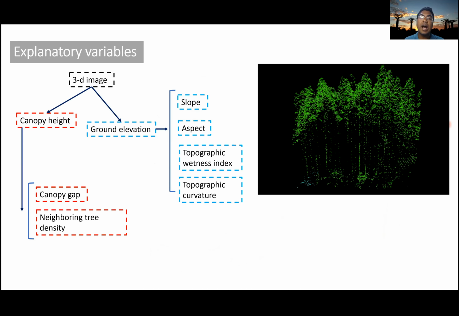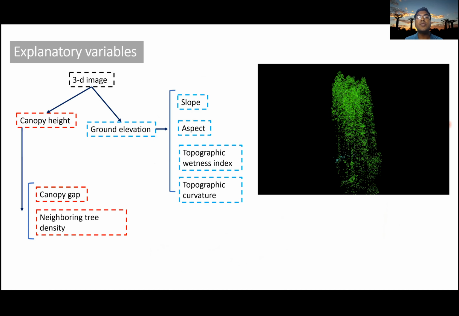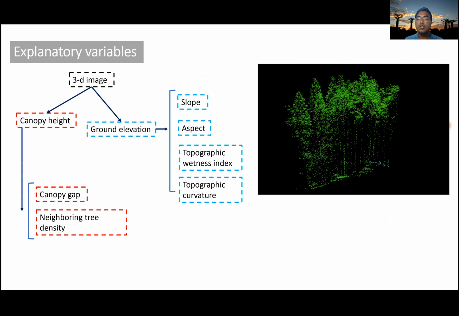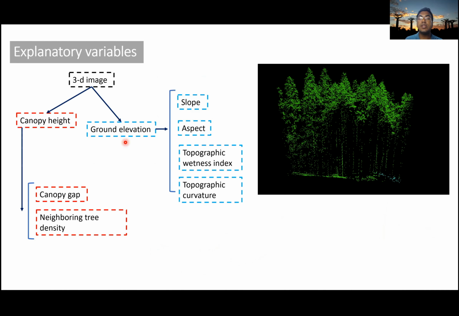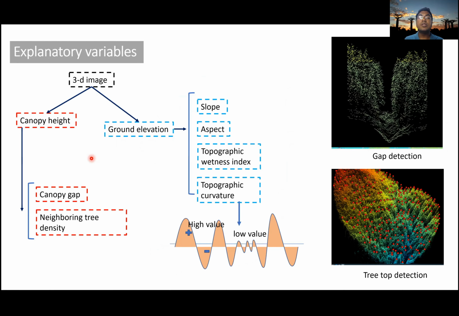So here we can see how airborne lidar scanning looks. It basically creates a 3D image of the forest. So we can very quickly get the ground elevation information as the primary feature. But from the ground elevation information, we can get some other secondary information like slope, aspect, topographic wetness, and curvature. And we can also get some other secondary features from the canopy height too.